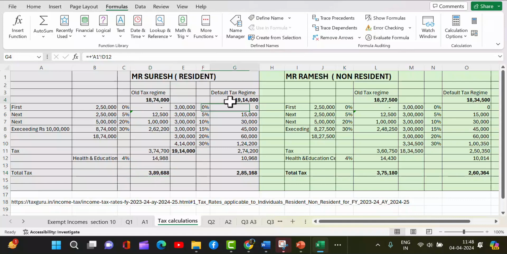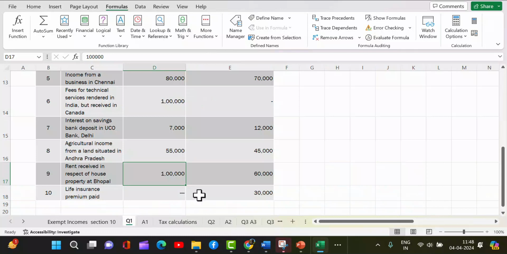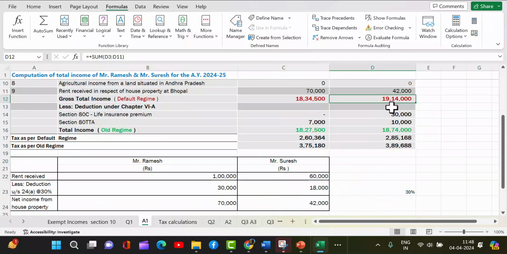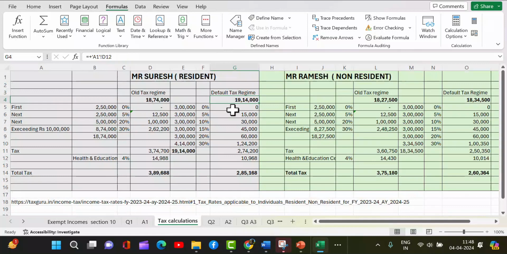In the new regime, your income is 19 lakh 14,000. Okay. So first 3 lakhs, no tax, zero. Next 3 lakh, 5%. Then next 3 lakhs, 10%. Then next 3 lakh, 15%. Then next 3 lakhs, 20%. Then the balance amount will be 30%, which is 4,14,000.